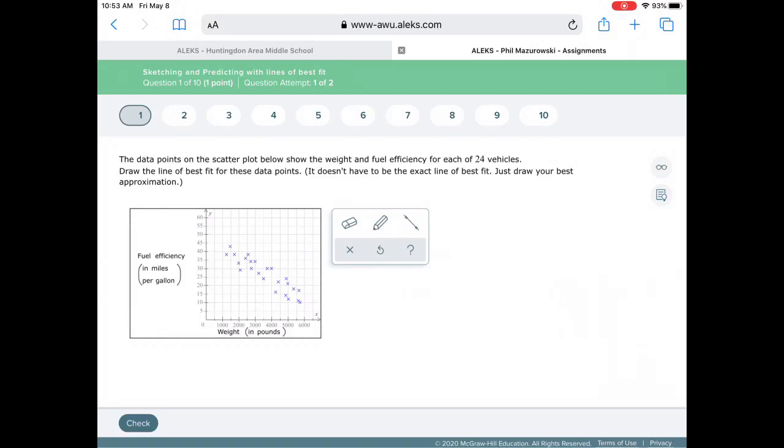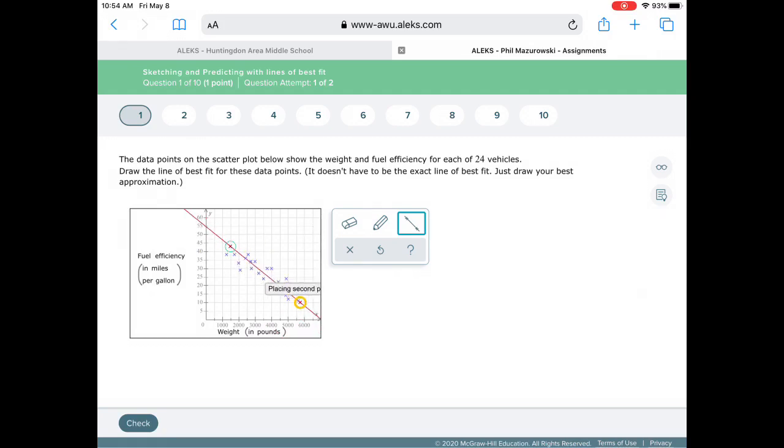We are going to continue looking at best fit linear models here. We're going to go over to Alex for this assignment this week. And the first thing that we're going to do is start drawing the lines of best fit. And Alex has a real nice line tool to do that for us. The thing to keep in mind is it doesn't have to be perfect. It just has to be kind of a good approximation.